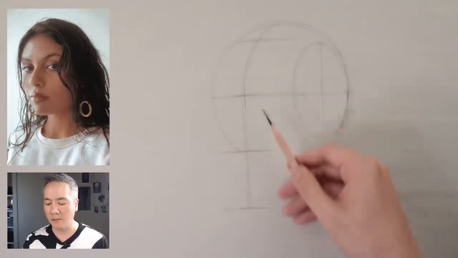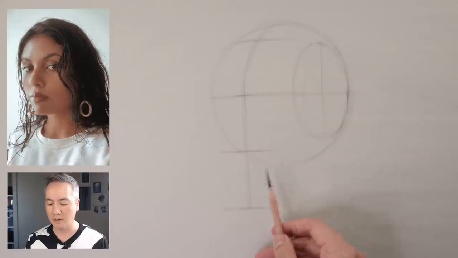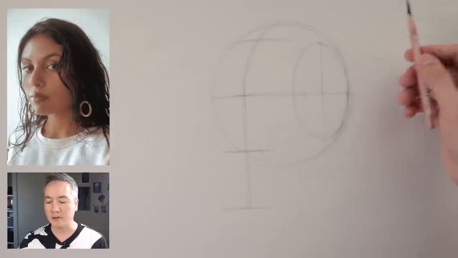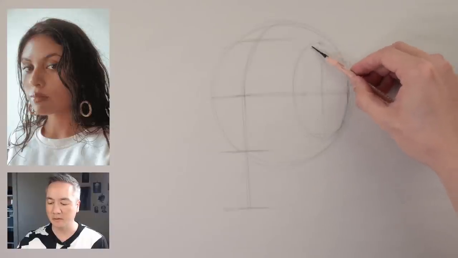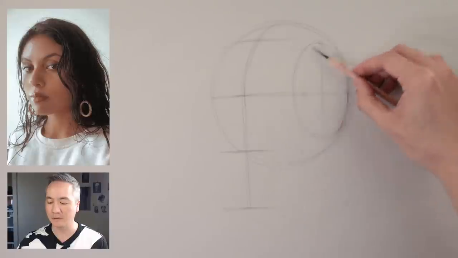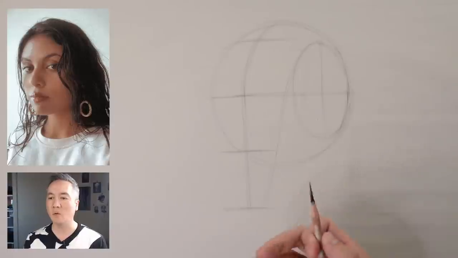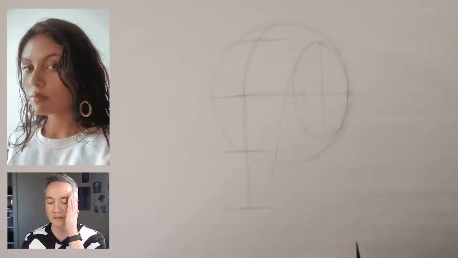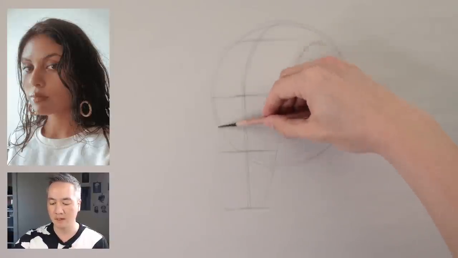All right, so we've got our major landmarks: hairline, brow line, bottom of the nose, bottom of the chin. And what we want to do is create what's called a rhythm line from the top of the side plane all the way down to the chin. And that's kind of like the corner of the head, where the face starts to turn around the side. I'm gonna do the same thing on the other side.